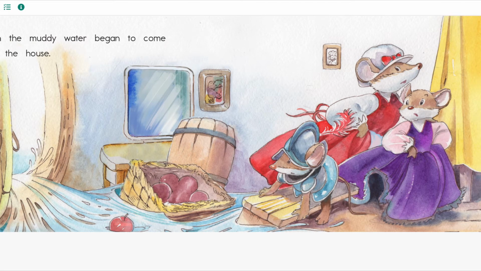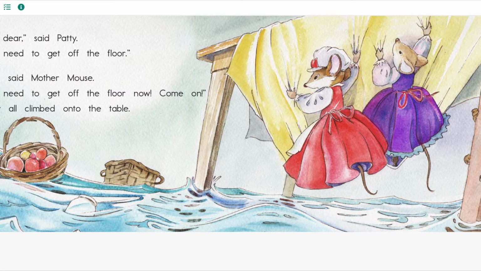Uh-oh. The water began to come into the house. What do you think the mice are going to do? Maybe. So here they are. They're getting off of the floor. So what are they doing? It looks like a table. Maybe they're, oh, here it is. We all climbed. They climbed onto the table.